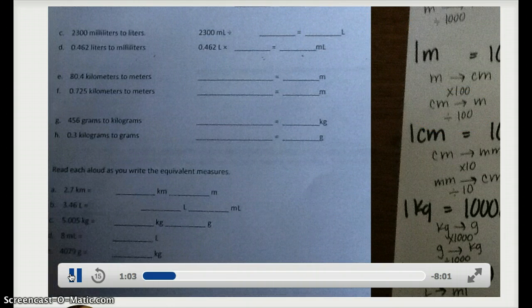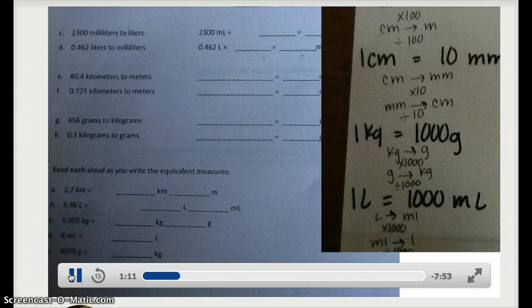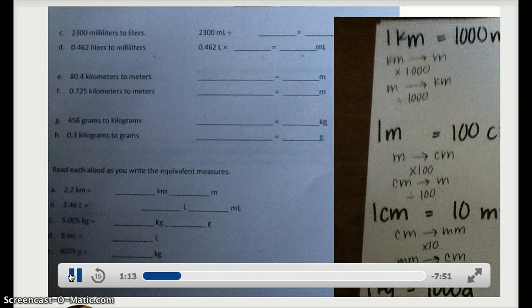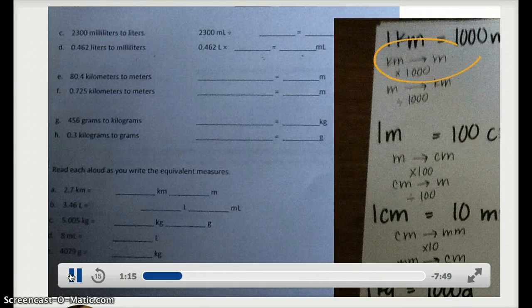I'm going to skip down to kilometers for number E, 84 kilometers to meters. I'm going from kilometers to meters. To find that on my sheet, kilometers to meters, I multiply by 100. Multiply by 100, not 100, 1,000. I'm sorry. So 8.4 times 1,000, we go 3 decimal points to the right to get 8,400.